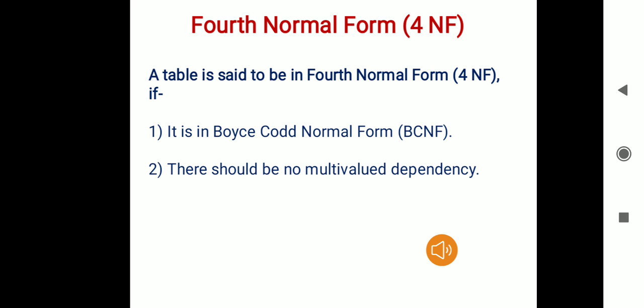Now let's come to the fourth normal form. A table is said to be in fourth normal form if it satisfies the following two conditions. The first condition is the table should be already in Boyce Codd normal form, and the second condition is there should be no multivalued dependency.